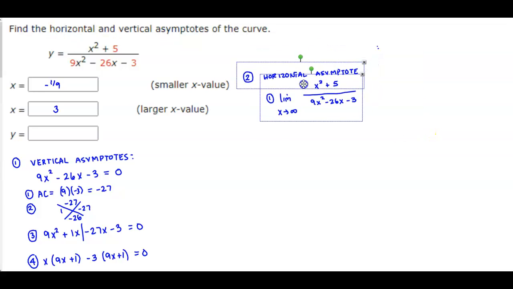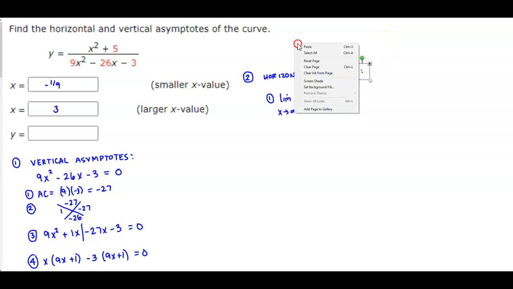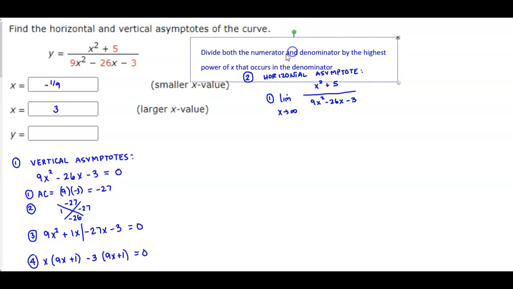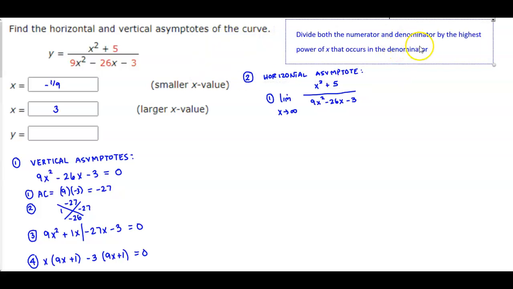So how do we find this limit? Well, what we need to do is divide both the numerator and denominator by the highest power of x that occurs in the denominator, which is x squared. So what that means is we're going to divide the numerator and denominator by 1 over x squared. And the same thing here, we're going to divide this by 1 over x squared.